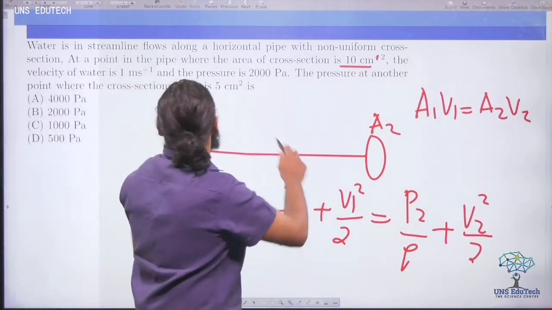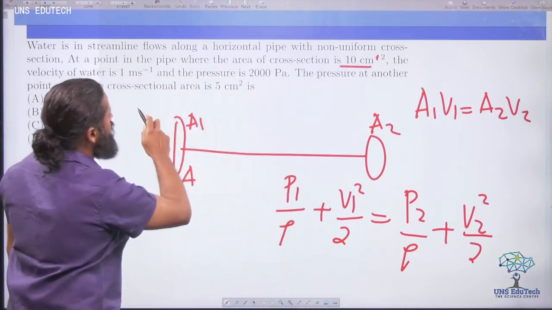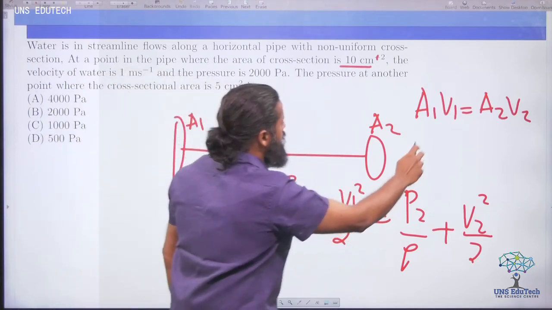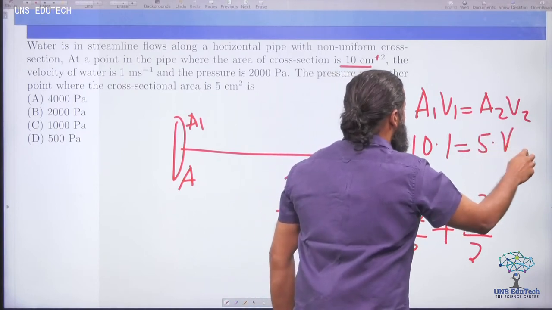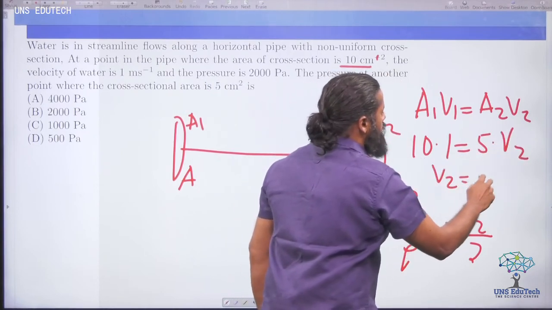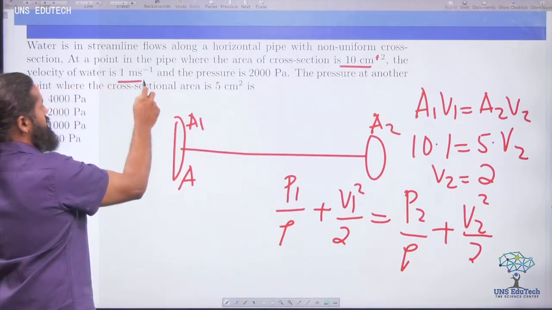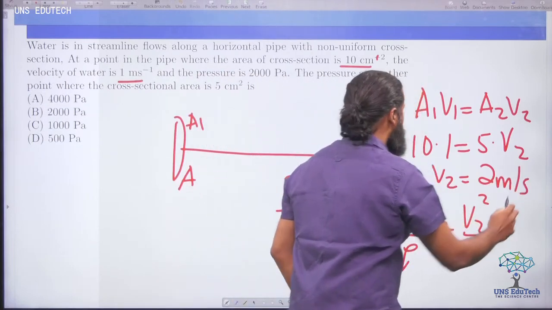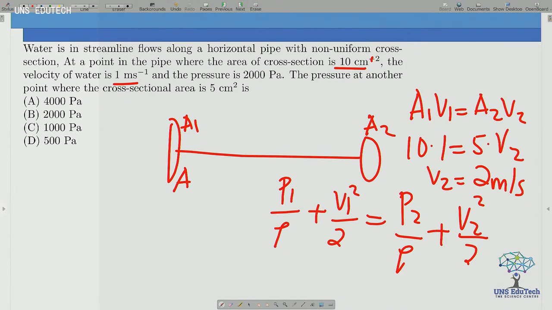So 10 into 1 is equal to 5 into V2, okay. So V2 is going to be 2 meter per second, because the first is 1 meter per second. So we found that. Then in Bernoulli's principle, because it's at the same horizontal level, the height is not changing. So we can substitute the values here and find out.